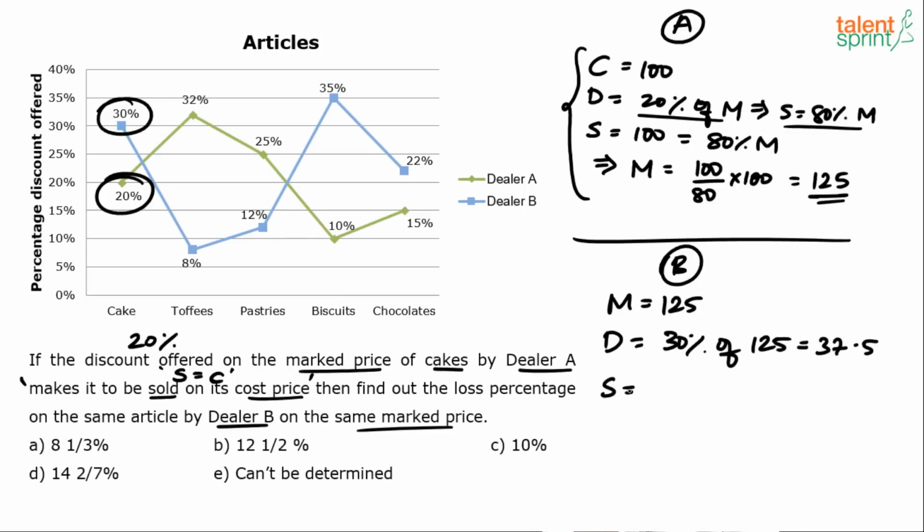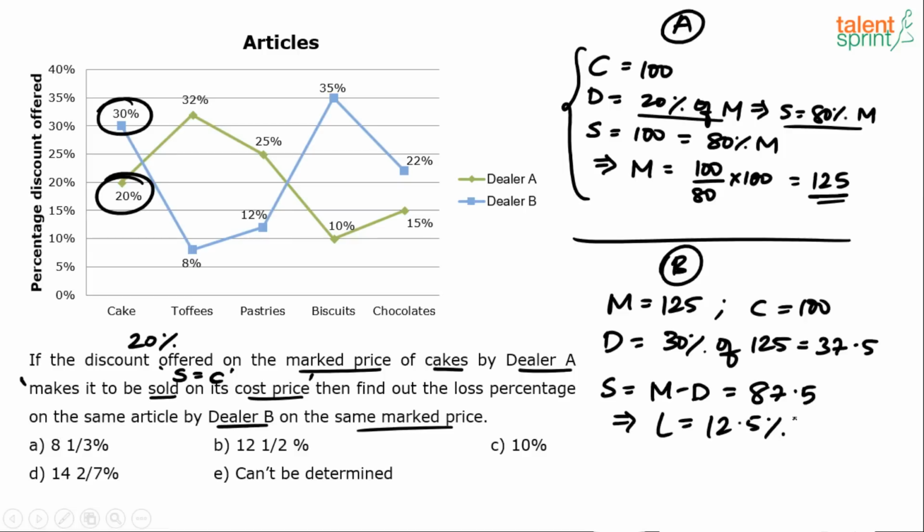So what will be the selling price? Selling price is marked price minus discount. 125 minus 37.5 is 87.5, which means he's making a loss. How much is the loss? 12.5%. See, cost price will remain the same. Cost price is 100. Here also the cost price is 100 only. The cost price will not change. You're able to follow? The cost price will not change. Cost price was 100 only.